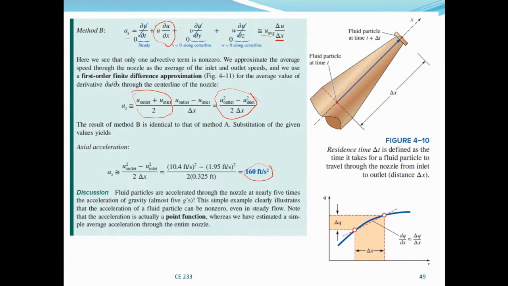Here, fluid particles are accelerated through the nozzle at nearly 5 times the acceleration of gravity. This simple example clearly illustrates that the acceleration of a fluid particle can be non-zero even in steady flow. Note that the acceleration is actually a point function, whereas we have estimated a simple average acceleration through the entire nozzle, from the inlet to the outlet. How is the particle becoming accelerated?